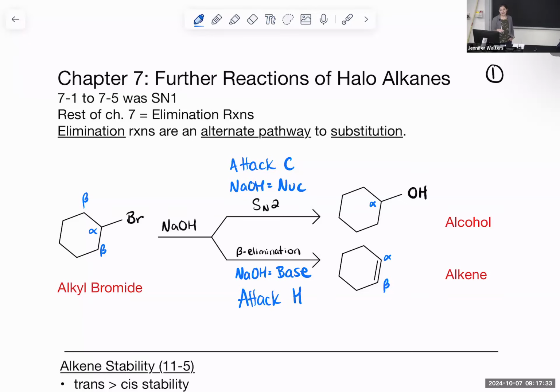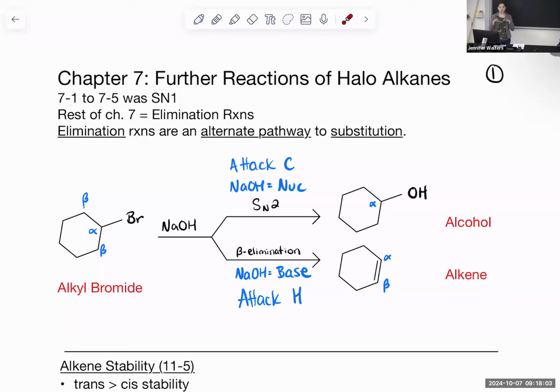So NaOH can act as either nucleophile or a base. It is a good base. We already said it was a good base, right? But it also has that negative charge. It's small. That also makes it a good nucleophile. So we're going to have to figure out, does it want to attack a carbon and do substitution? Or does it want to attack hydrogen and do elimination? And we're going to have this competition where we can get either reaction pathway. And we're going to have to try to predict which one is our major.